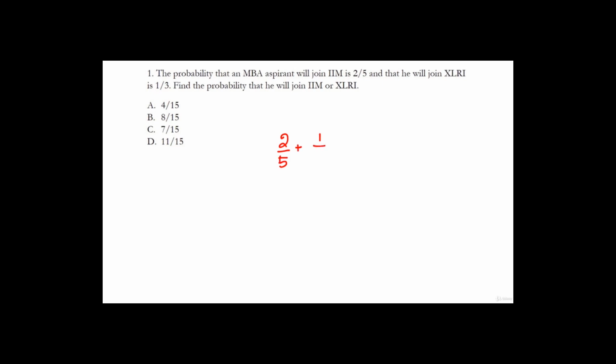1 by 3. So 2 by 5 can be written as 6 by 15 and 1 by 3 can be written as 5 by 15. So we are doing this so that we have the common denominator so that we can add easily. So which is 11 by 15, or we can just cross multiply. 2 3s are 6, 5 1s are 5, and the whole divided by 5 into 3, 15, which will also give 11 by 15.